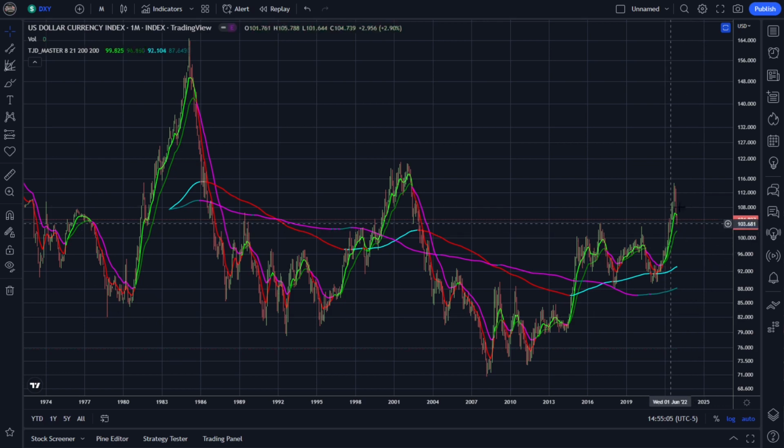So it creates a parabolic uptrend or a short squeeze that could take us easily past the 2001 peak, even past the 1985 peak. And that depends entirely on what happens with inflation and then what happens relative between the central banks. So if the US dollar and central banks are strong and have a high interest rate, the currency will stay strong relative to the others.